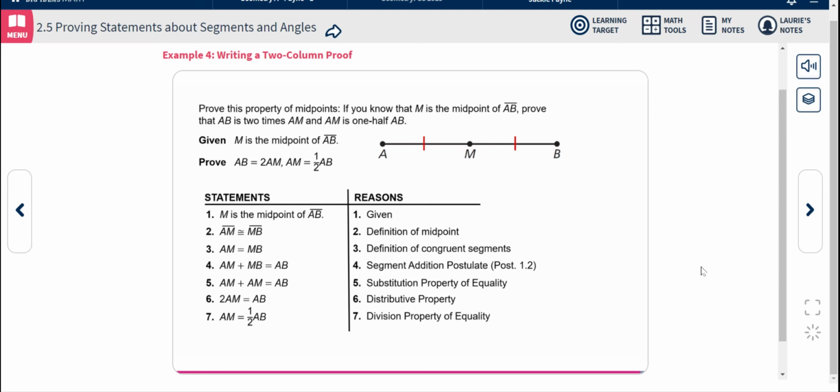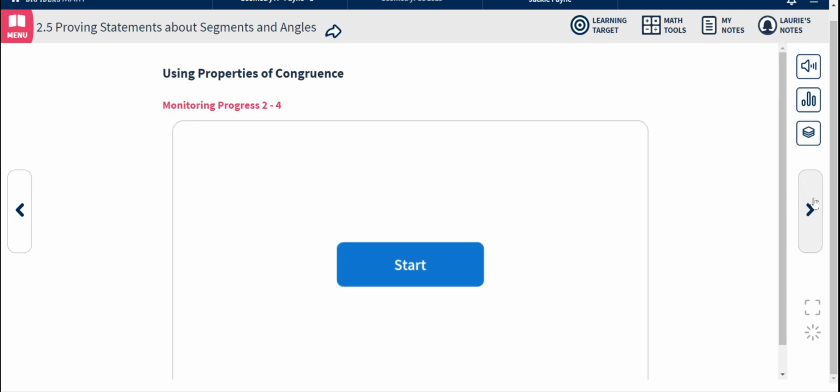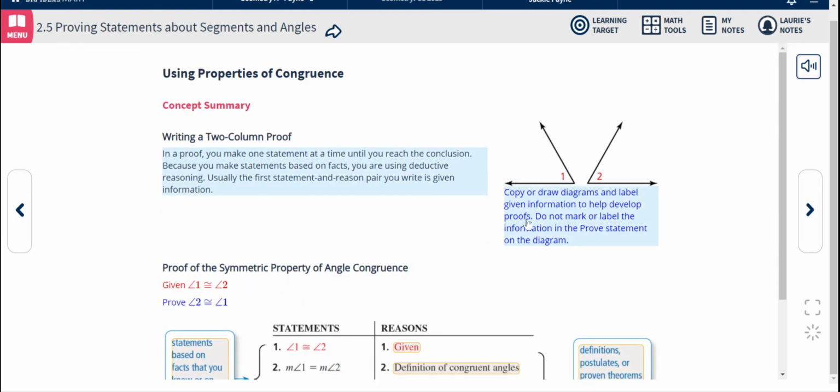So hopefully all of these steps make sense, and ask questions if they do not. What we're going to do is go over these properties of congruence more in class, but for now I'm going to stop this part and we will continue in another video.